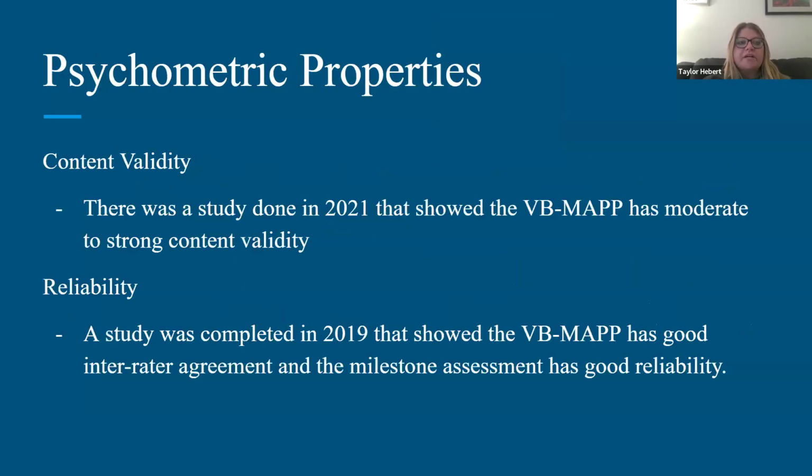As for the psychometric properties, in a couple of studies I found the content validity. There was a study done in 2021 that showed the VB-MAPP has moderate to strong content validity. And then for reliability, a study was completed in 2019 that showed the VB-MAPP has good inter-rater agreement and the milestone assessment has good reliability.